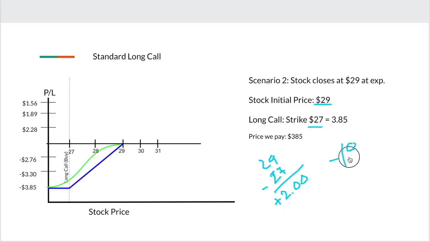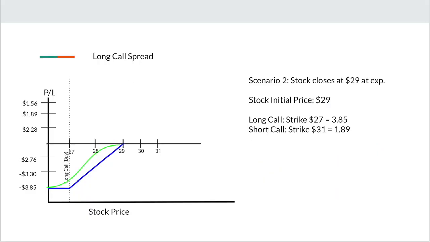And this is on a standard long call if the stock closes at $29, so it doesn't make it past that break-even point. You lost $185 on this trade. Now to compare that to the long call spread, you already lost 185 as we talked about earlier, right over here. We're going to write that out. Sorry for my horrible handwriting. 185, so you're negative 185.